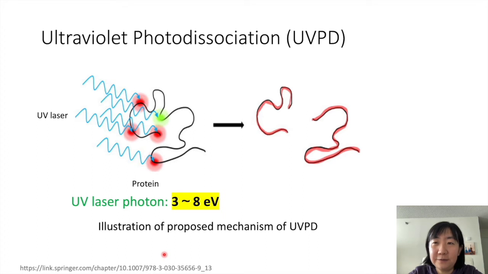Now it's time for ultraviolet photodissociation, UVPD. Similar to IRMPD, for UVPD we use a UV laser to heat a parent ion to get a bond cleavage. The difference is UV laser has more energy than IR laser, so we won't need multiple photons to break a bond. And there must be some difference in the fragmentation pattern.